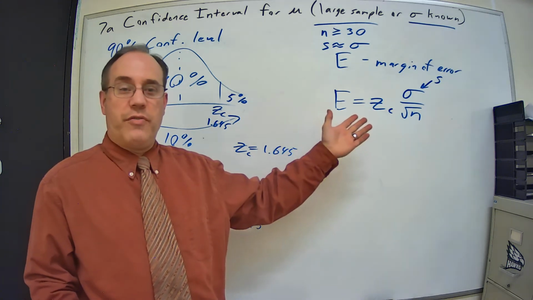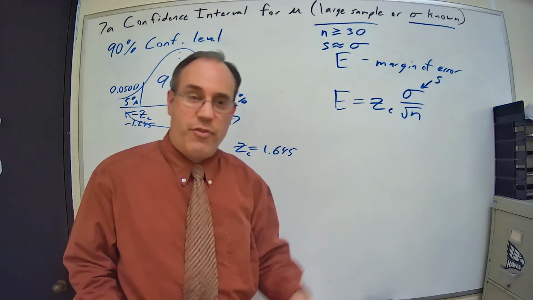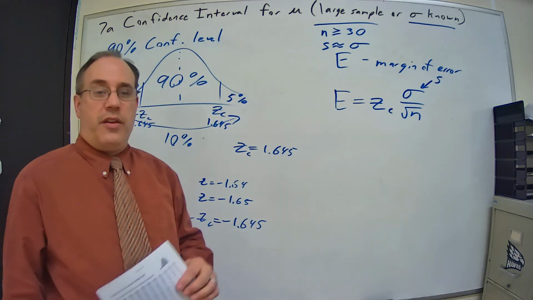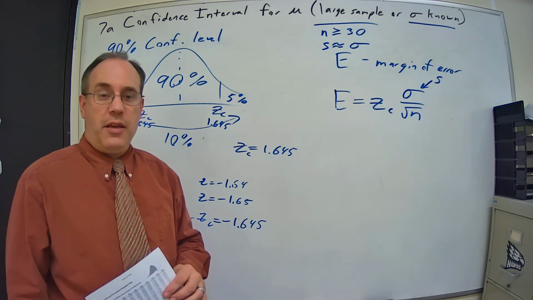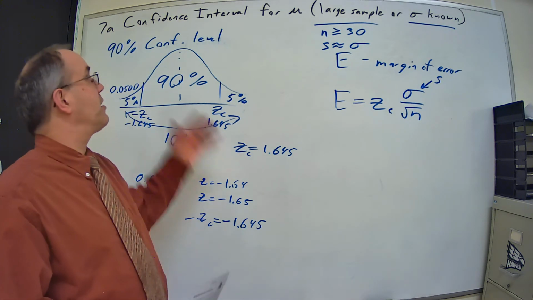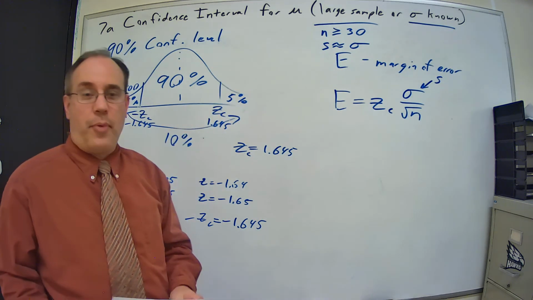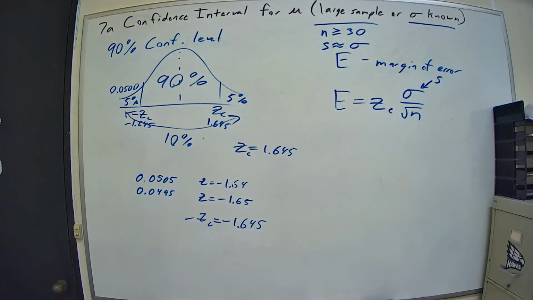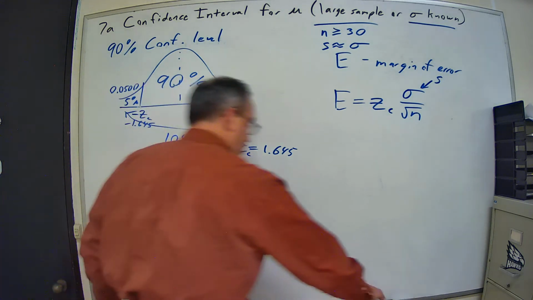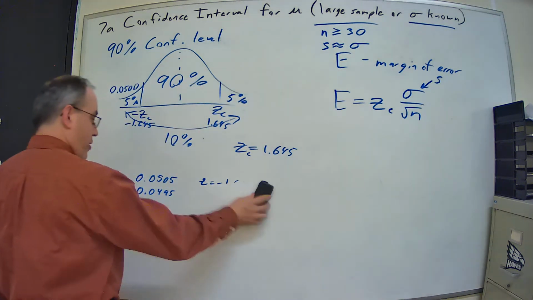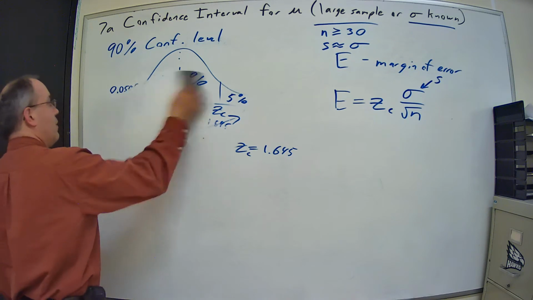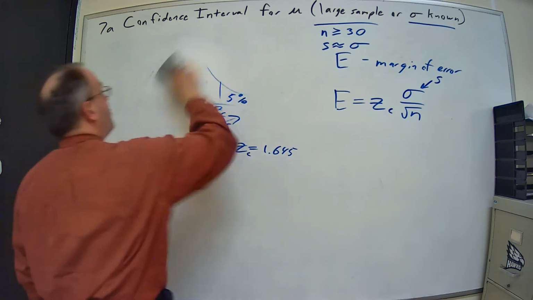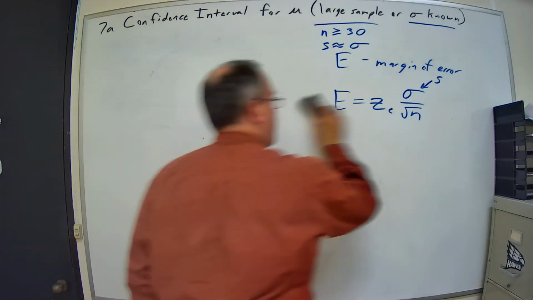Once we have our margin of error, we can add and subtract that from the sample mean, and that will give us our confidence interval for our population mean. So I've gone through that. Let's give it a shot. I'm going to erase everything that we've got here, and we're going to build a confidence interval.